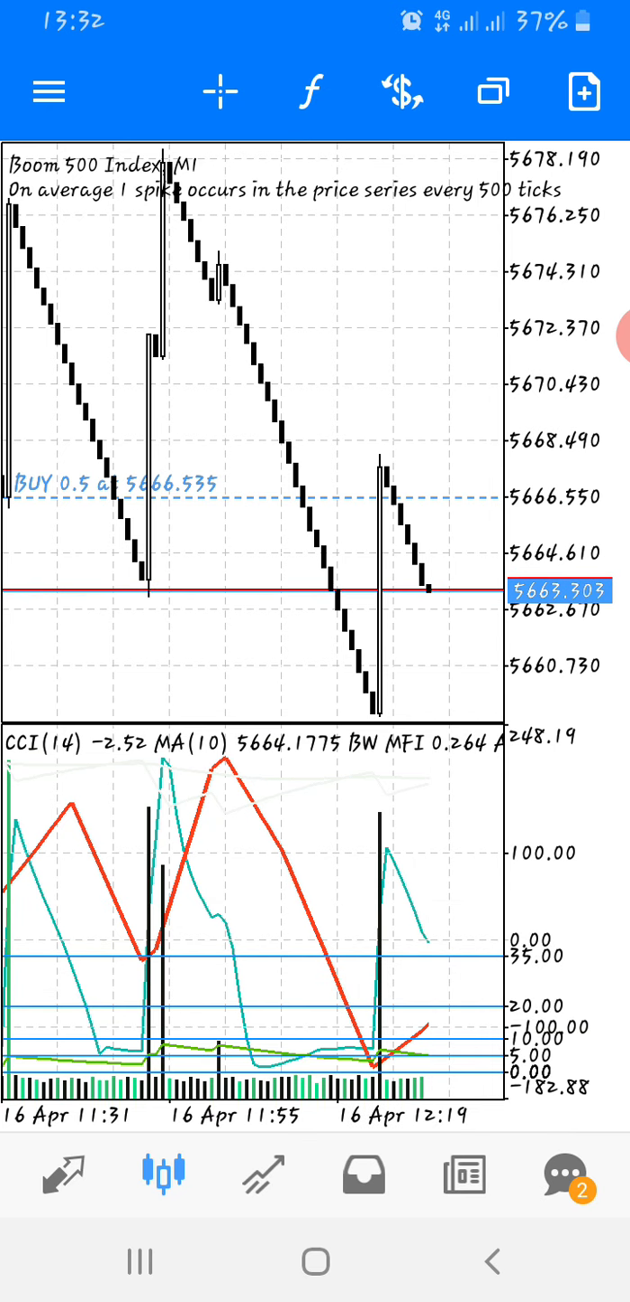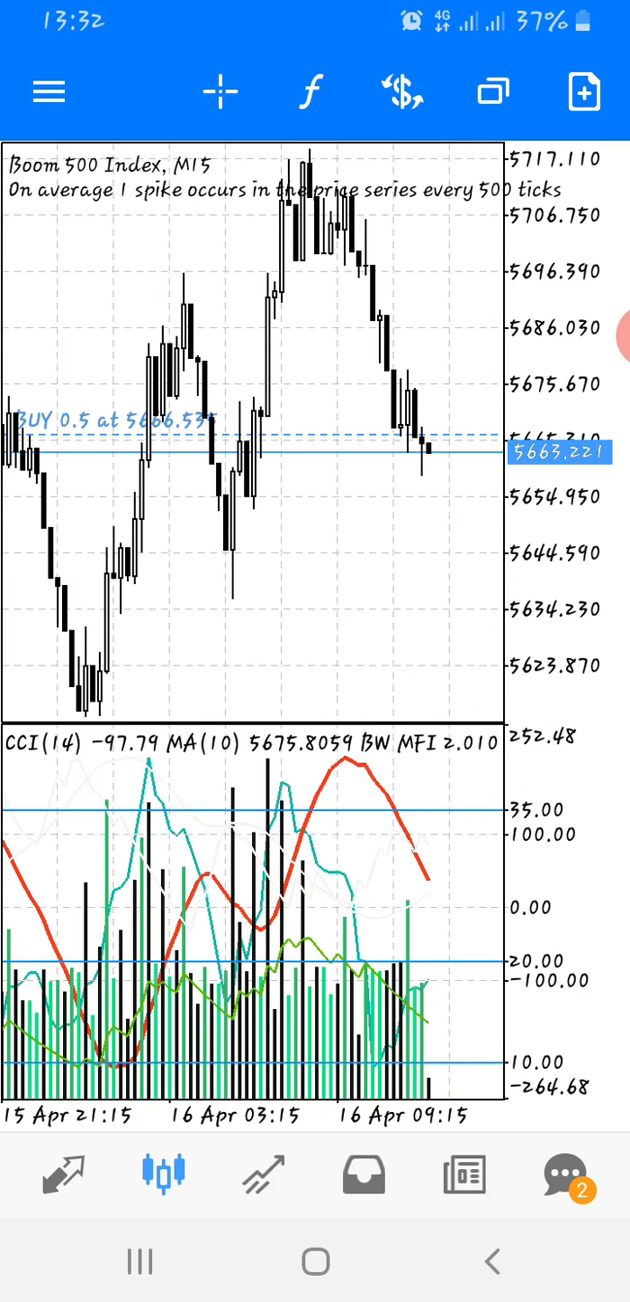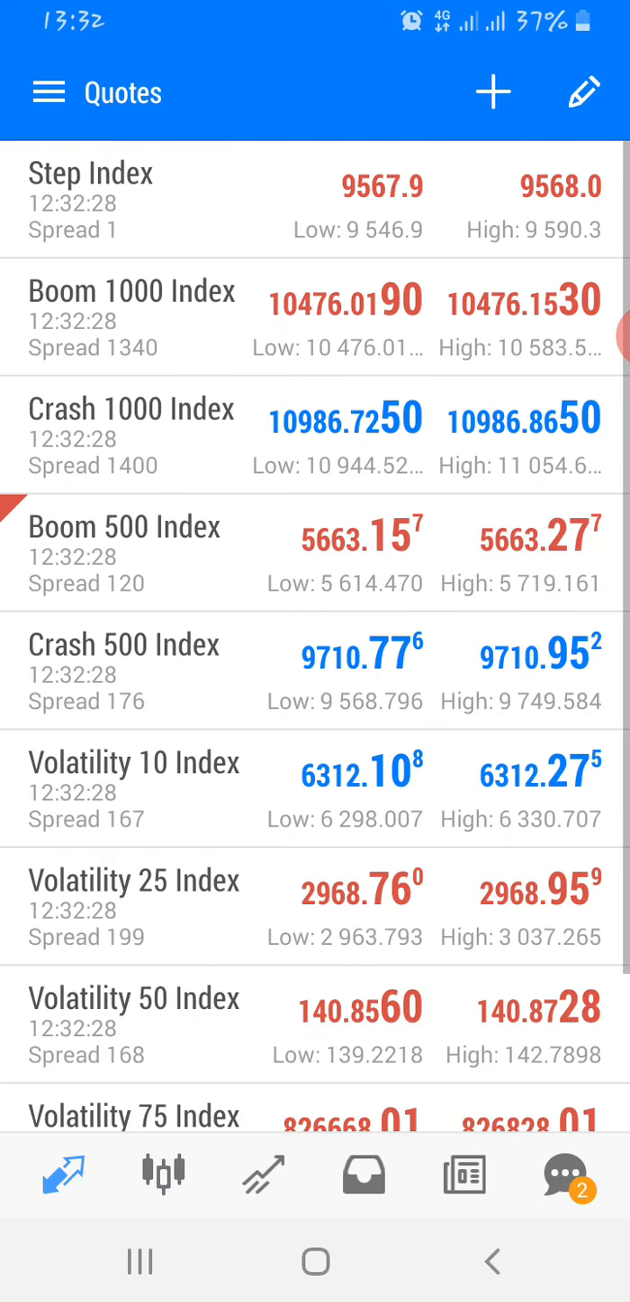You don't have to keep your loss hoping it will bounce back. No, you end up blowing your account. Guys, this is how to trade and make money for yourself.